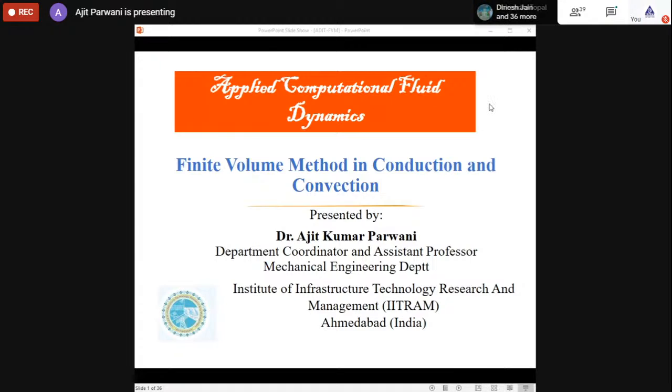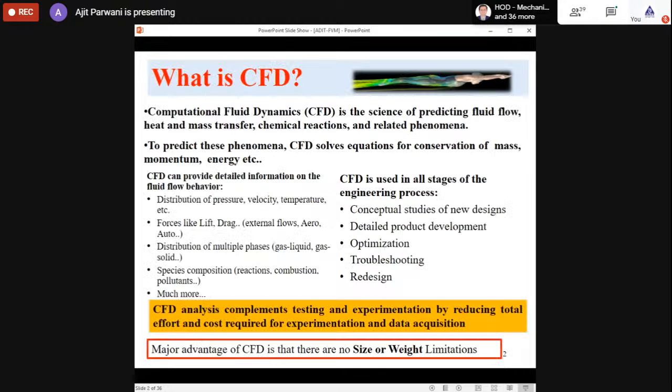So, my topic of presentation is finite volume method in conduction and convection. What is this finite volume method and where is it applied? For computational fluid dynamics, it is a method for discretizing the partial differential equations.